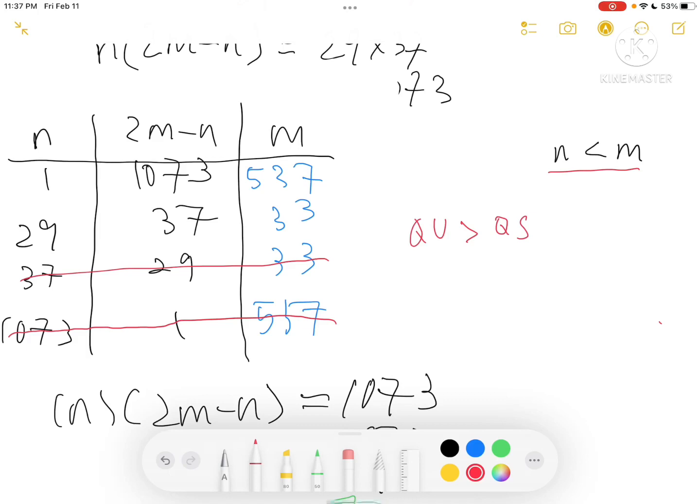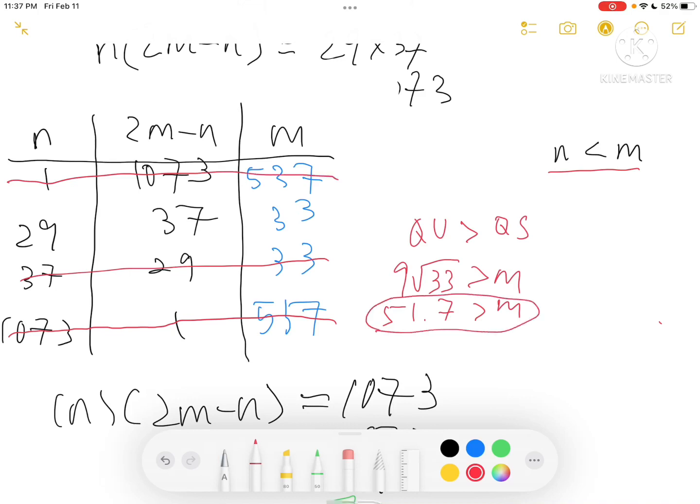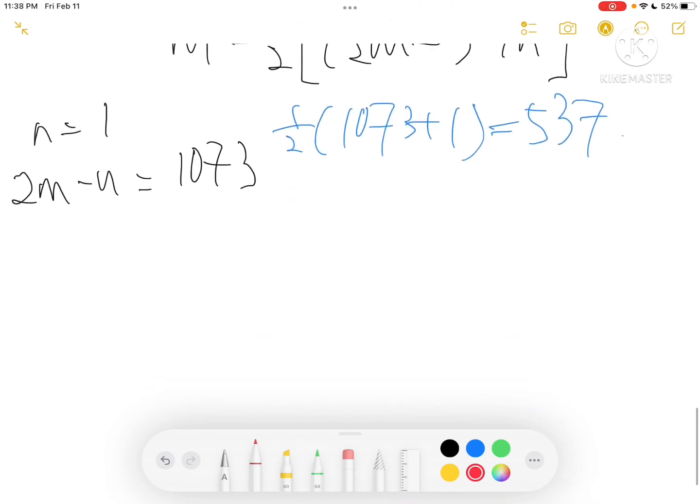Now we have to figure out whether n is equal to 1 or is it equal to 29. In the diagram, we know that QU is larger than QS. So QU is equal to 9 root 33 and QS is just equal to m. This means that m needs to be smaller than 9 root 33, which is just around 51.7. So m cannot be equal to 537, otherwise it won't fulfill this requirement. So we have reached the conclusion that n is equal to 29, m is equal to 33.